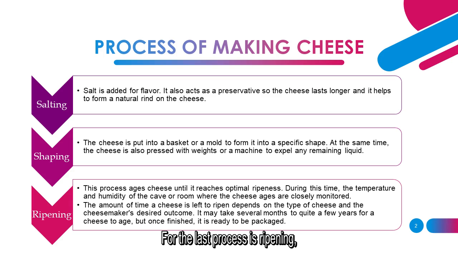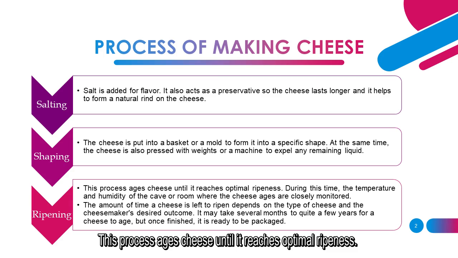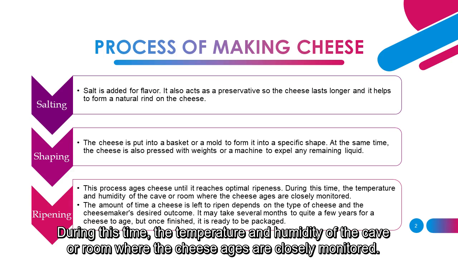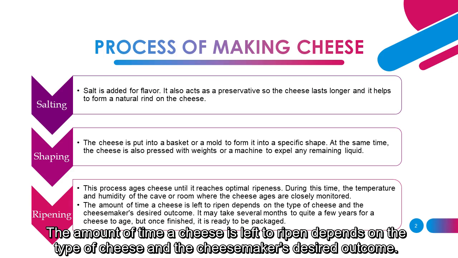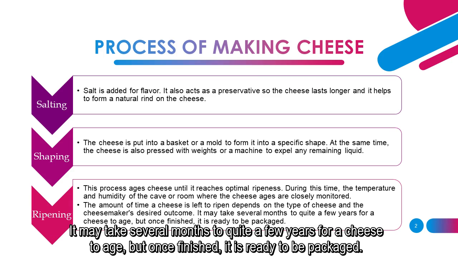The last process is ripening. This process ages cheese until it reaches optimal ripeness. During this time, the temperature and humidity of the cave or room where the cheese ages are closely monitored. The amount of time a cheese is left to ripen depends on the type of cheese and the cheesemaker's desired outcome. It may take several months to a few years for cheese to age, but once finished, it is ready to be packaged.